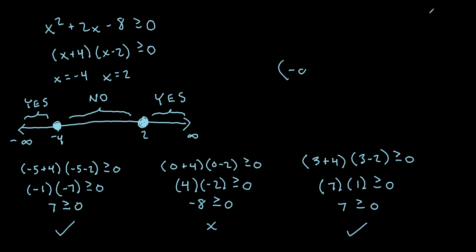Valid values of x are negative infinity up to negative 4, and we'll use a bracket since x is allowed to be negative 4. And then we'll union that with bracket 2 comma positive infinity. So these are the values of x that will produce a value greater than or equal to 0 in this original expression. All right, let's check out another example.